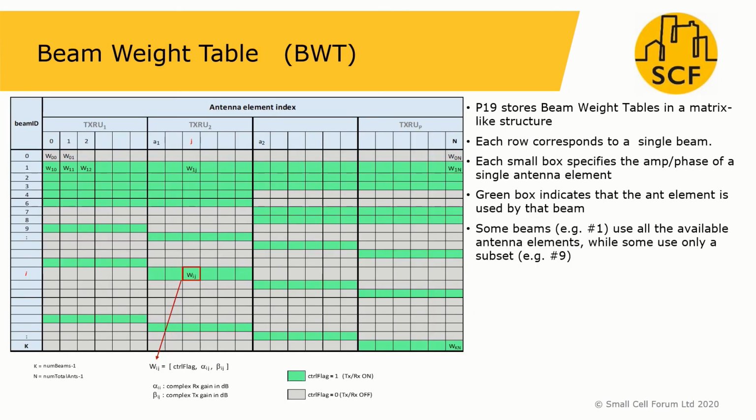In this slide, we're going to take a closer look at the beam weight table. Beam weight table, also known as the beam code book, defines the phase and gains of individual antenna elements to form beams in specific directions with specific shapes. P19 stores the beam weight table in a matrix structure where each row represents a single beam.